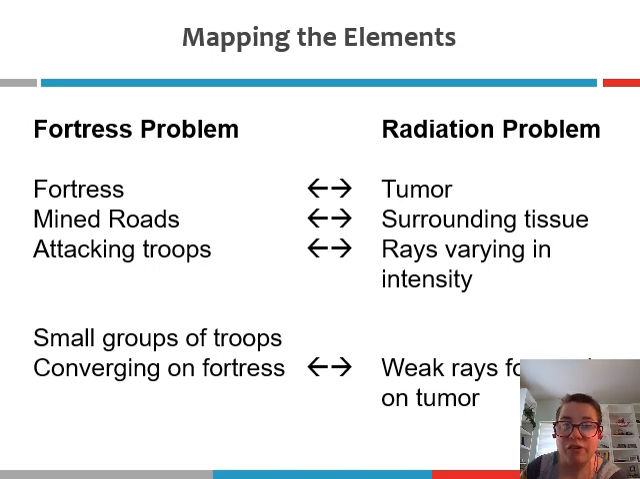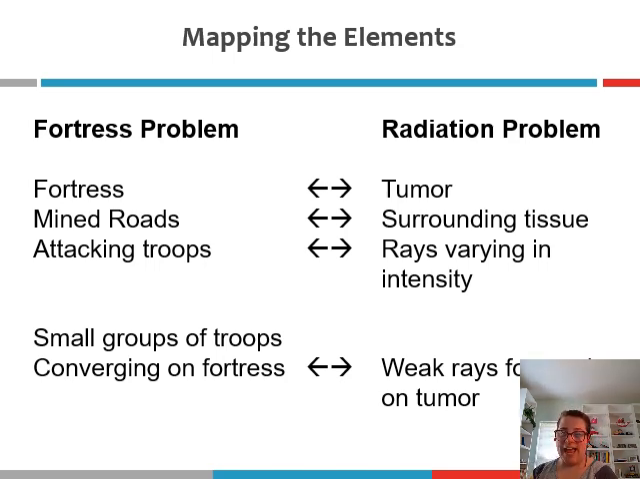If we were successfully mapping the elements across these two problems, we would see that in the first problem, the fortress corresponds to the tumor, right? This is the object that you're converging upon. The mined roads are going to correspond to the surrounding tissue. These are both very fragile things. The mined roads can only hold so many soldiers before they blow up, and surrounding tissue can get destroyed even at very, very low intensities.